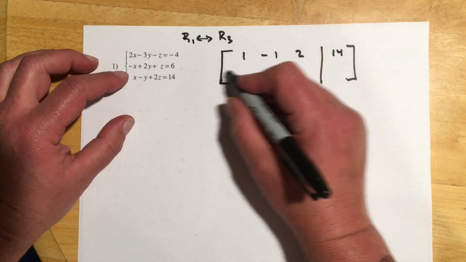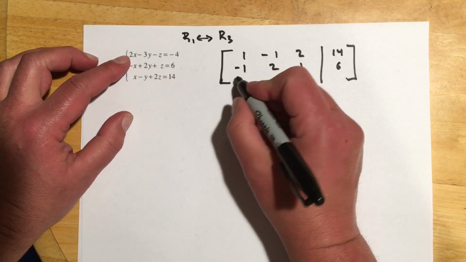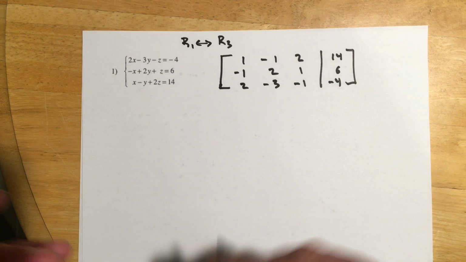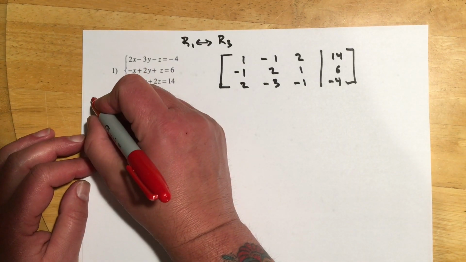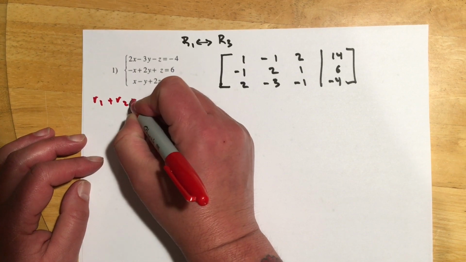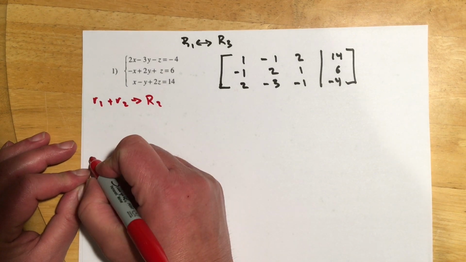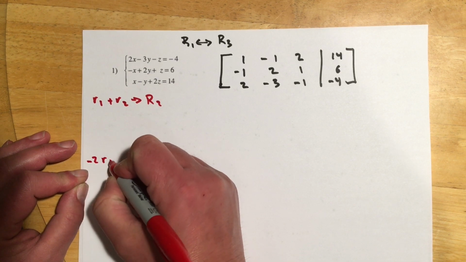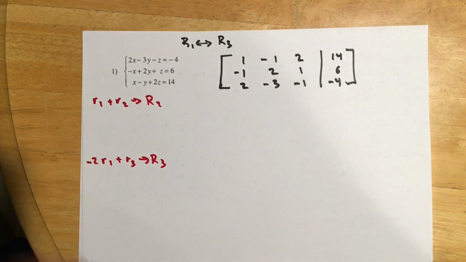And then this will be -1, 2, 1, 6. And then this is my new row 3. Okay, so next I'm going to figure out how to get my zeros underneath that first one. So if we do just row 1 plus row 2 to make a new row 2, that will give me a 0 right there. And then after that, I will do -2 times row 1, and I'll add to that row 3, and that's going to make my new row 3.